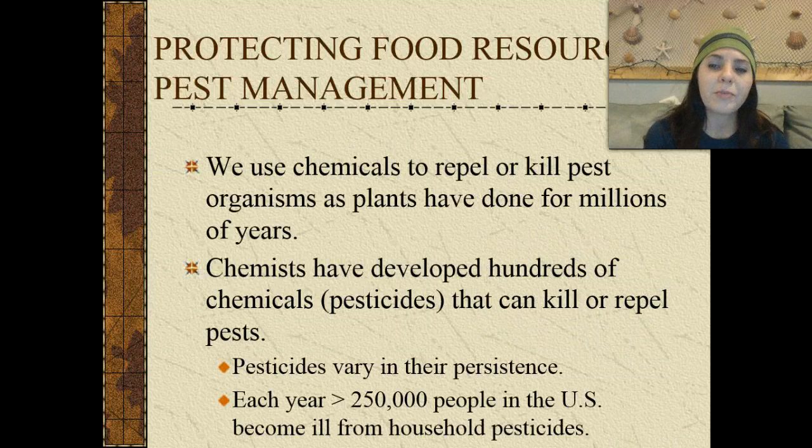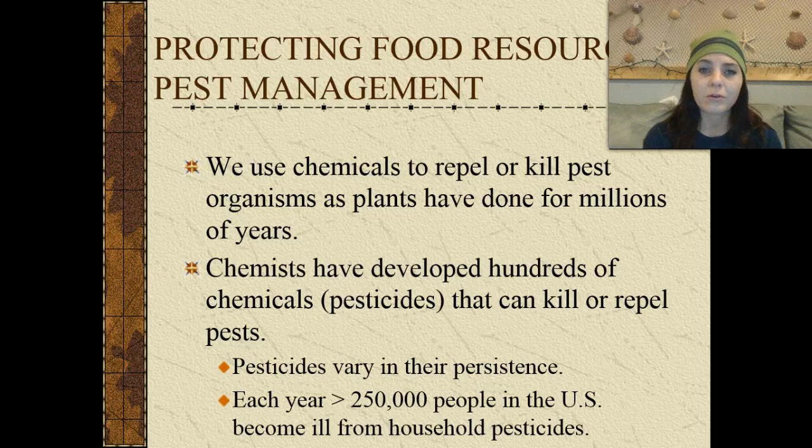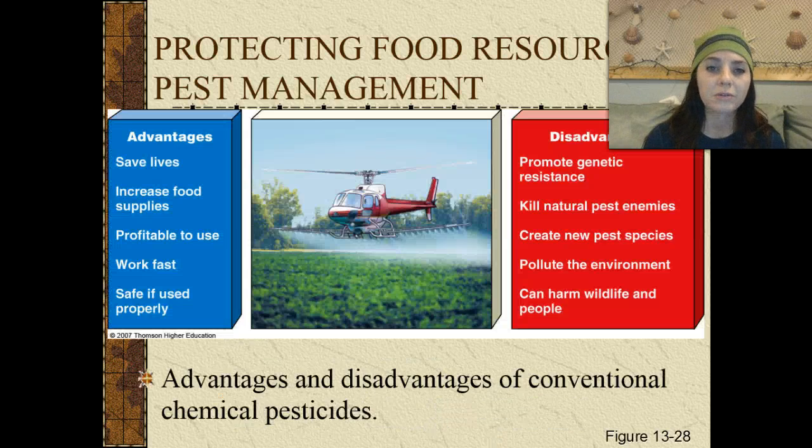So we use chemicals to repel or kill pest organisms, as plants have done for millions of years. Chemists have developed hundreds of different types of chemicals, or pesticides, that can kill or repel a whole gamut of different types of pests, from plants to fungus to different types of animals to insects. Pesticides vary in their persistence, meaning some last for a very long time, while others are very short term. Each year, more than 250,000 people in the United States become ill because of household pesticides that we use.